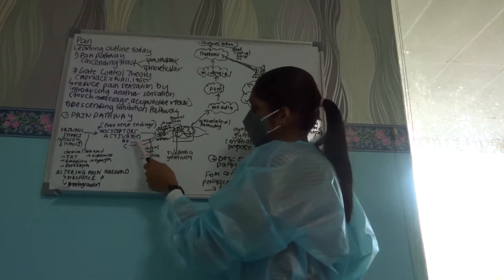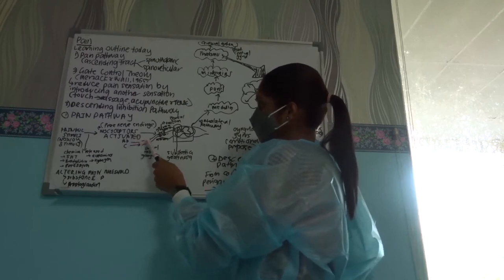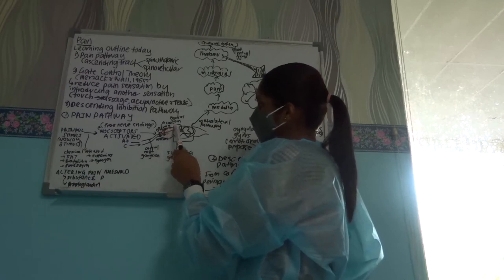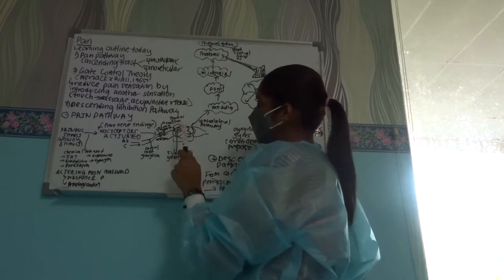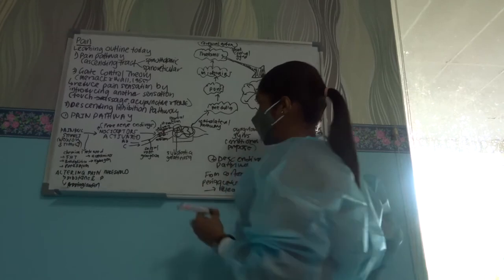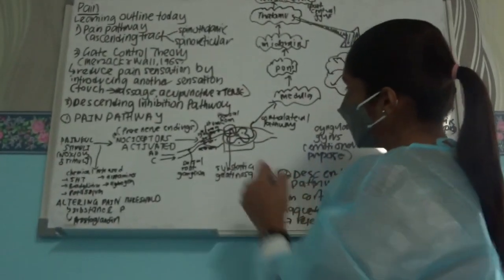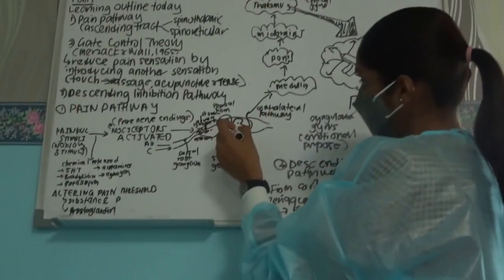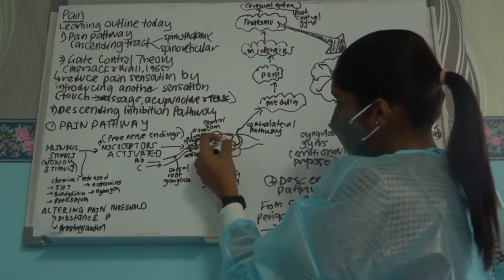First we go to the dorsal root ganglion. From the dorsal root ganglion, it goes to the dorsal horn. This is the dorsal horn. This is the white matter, and this is the grey matter. This is the central canal. The white matter carries bundles of axons, while the grey matter is a collection of cell bodies.